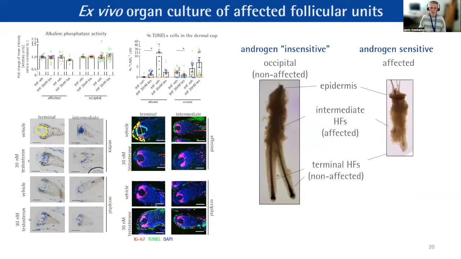Follicular units obtained not only from healthy donors, but for example, also from androgenetic alopecia patients can be used. And here we have the opportunity to study terminal versus intermediate hair follicles, or effects of drugs or stimulation with different compounds. In this case it was testosterone, and totally different hair types.